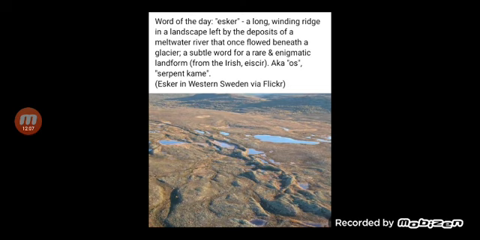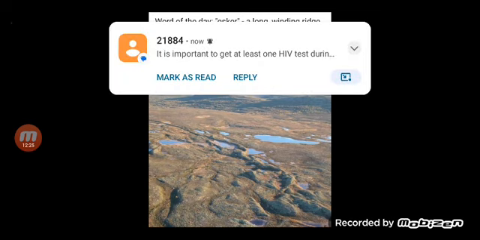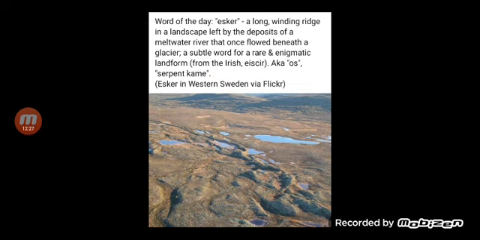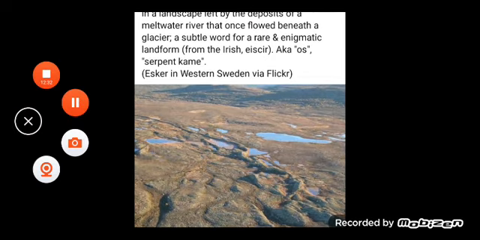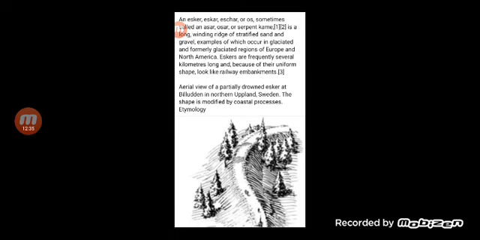Word of the day: esker. This is a long winding ridge in a landscape left by the deposits of meltwater that once flowed beneath a glacier, and it's a subtle word for a rare and enigmatic landform. It's got from an Irish word eiscir, aka os, or serpent. Kame. So you can see it's there. That's an osar.